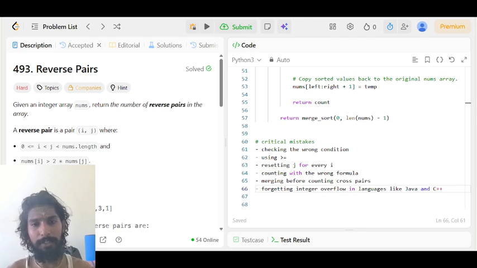So whenever you see a problem asking to count pairs with index order and brute force is too slow, remember this idea. Divide, count, merge. That is it for today.